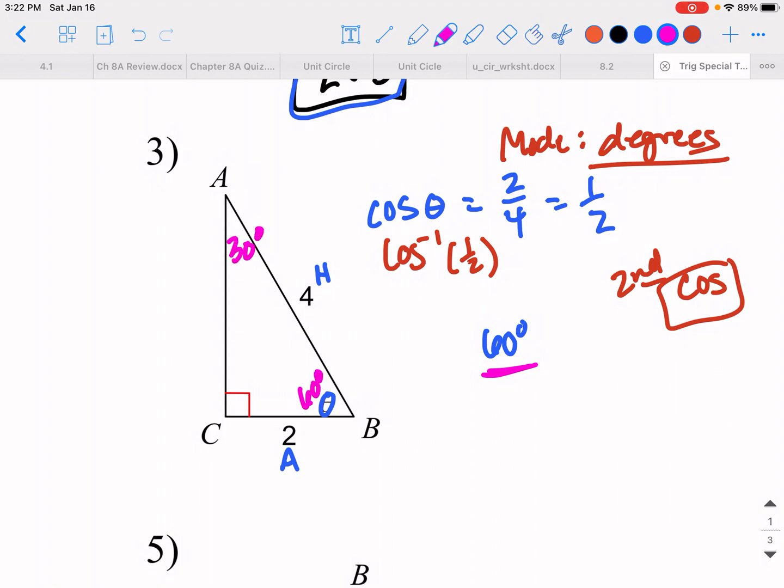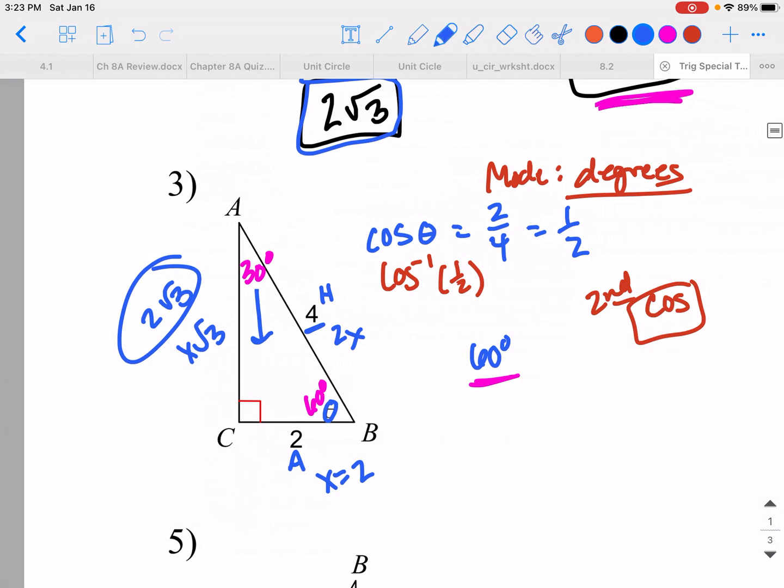So that tells me this one's 30 degrees. So then that tells me x is 2, hypotenuse is 2x, so that makes sense. So we have 4, 2 times 2. And across from the 60 is x square root of 3, so this would be 2 square root of 3, just like our previous one.